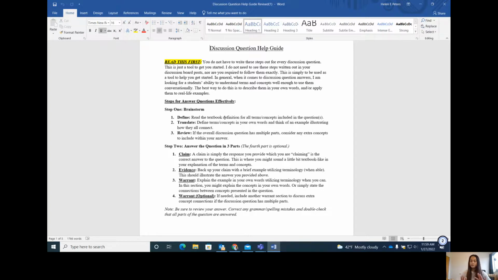I describe it. And then I summarize everything up and connect that evidence back to my answer and my claim, meaning I just tell why that particular example illustrated my answer, right? And then you'll notice there's one more, warrant. That part's optional. That's there in case there's an extra part to the discussion question.